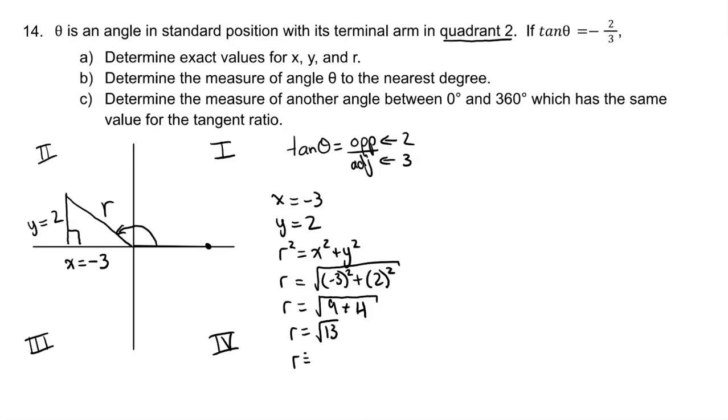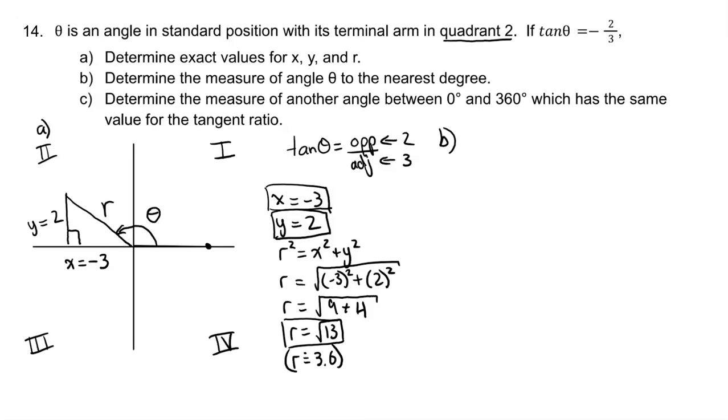That's approximately equal to 3.6, but that's not what it asked us for. It asked us for exact values. So those are all our exact values for x, y, and r. So that was part A. Now in part B, it asks us to determine the measure of angle theta. The angle theta is that angle right there, as I've already mentioned, as that terminal arm has turned from there. And what we want to do is determine what that is.